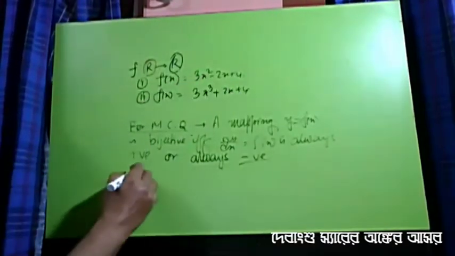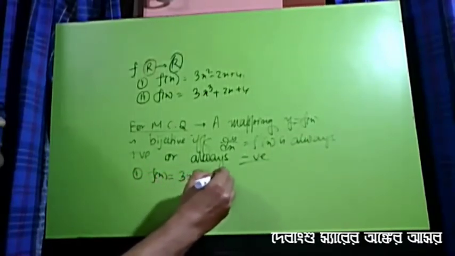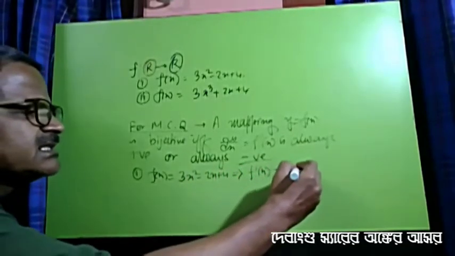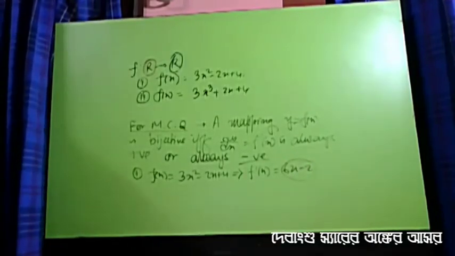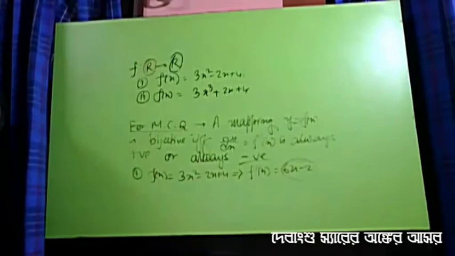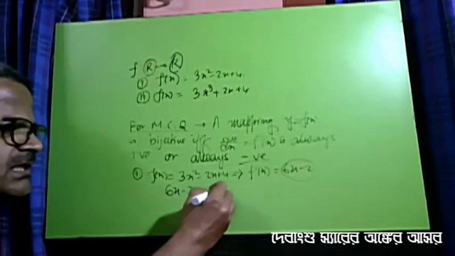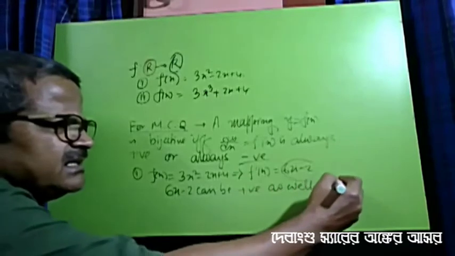Always positive or always negative. For example, the first function f(x) is equal to 3x square minus 2x plus 4. Now see, f prime x is 6x minus 2. Now see, 6x minus 2 can be positive as well as negative. So it is not bijective.